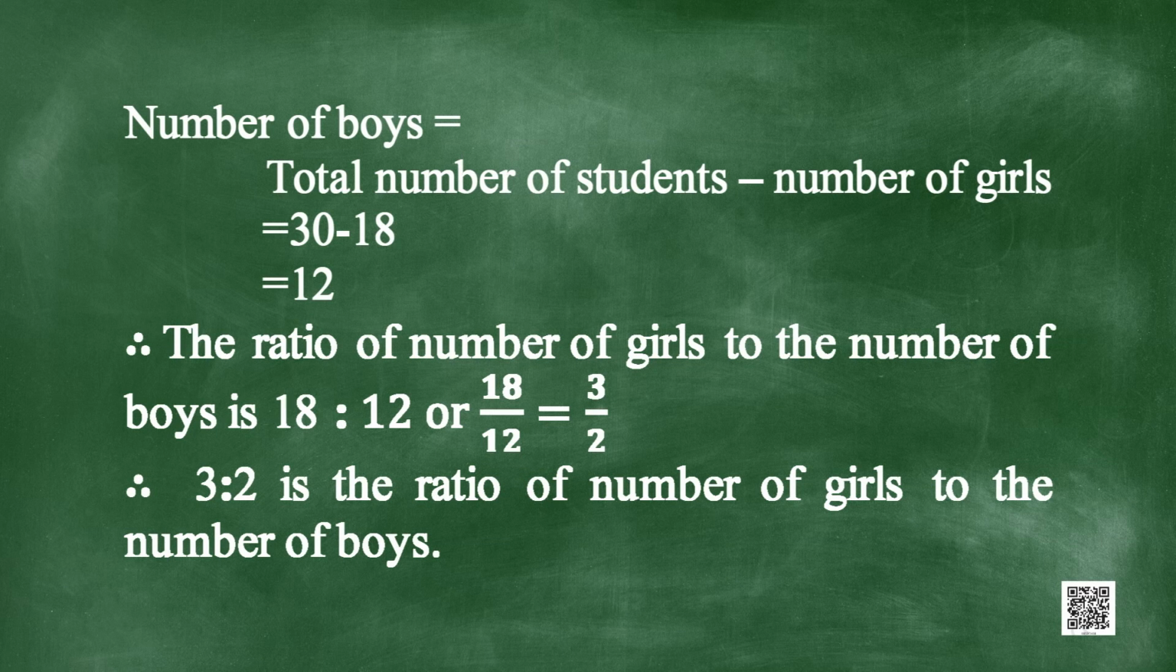Therefore, the ratio of number of girls to the number of boys is 18 is to 12, which is nothing but 18 by 12. We can simplify this. We know that 6 divides 12 2 times and 6 divides 18 3 times. So therefore, the ratio of number of girls to the number of boys is 3 is to 2. Yes students, we have solved the first bit.